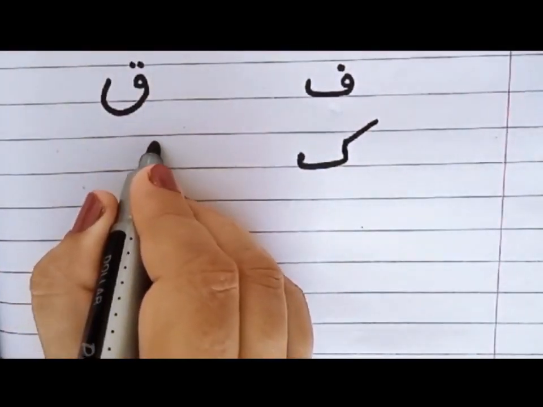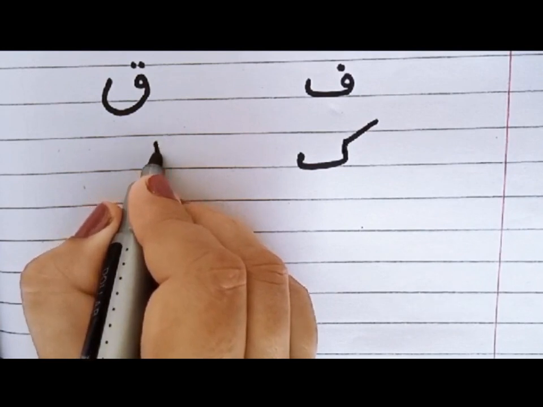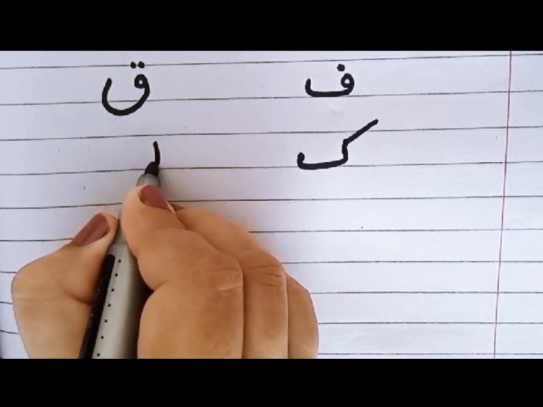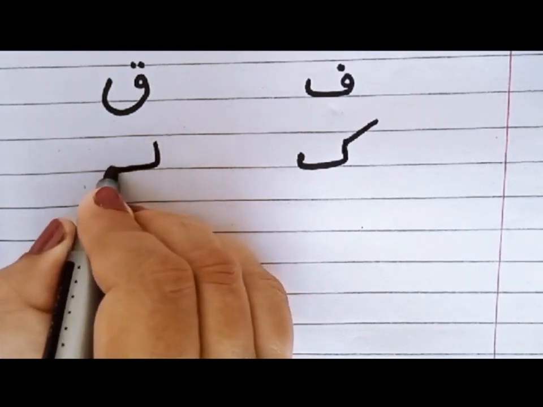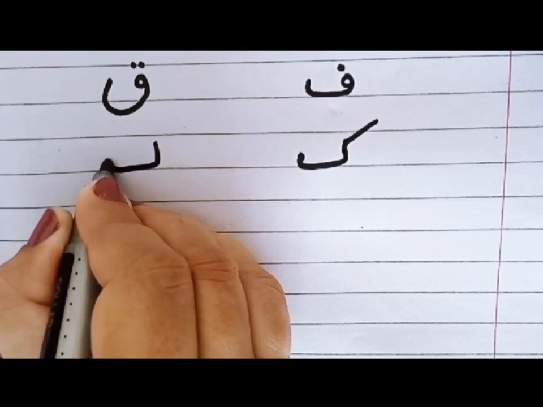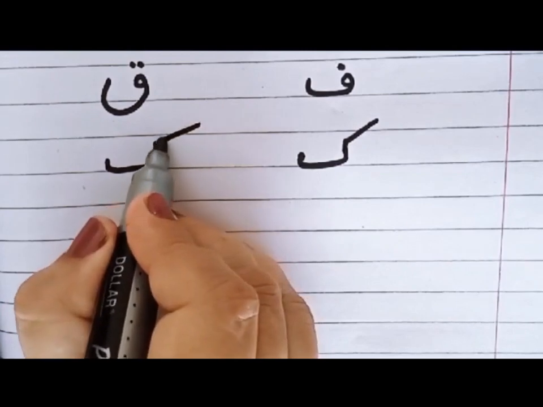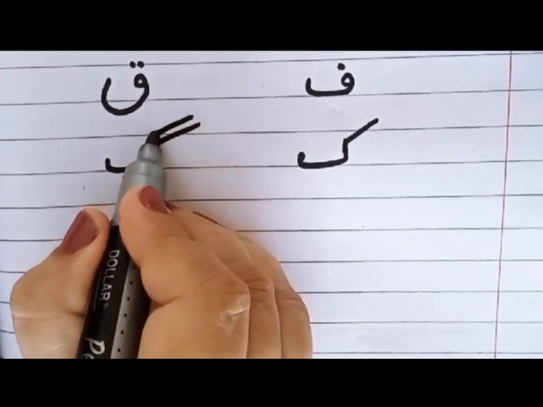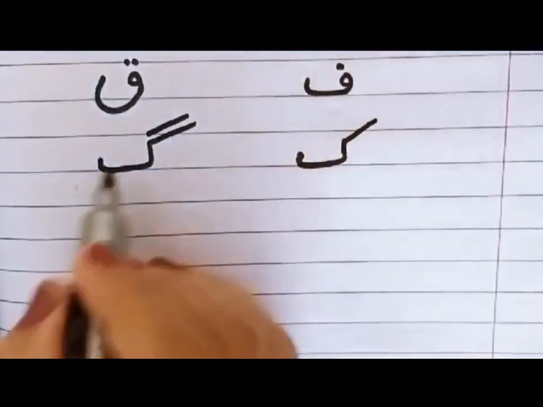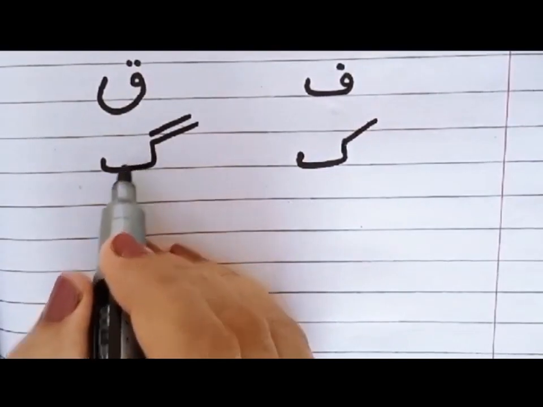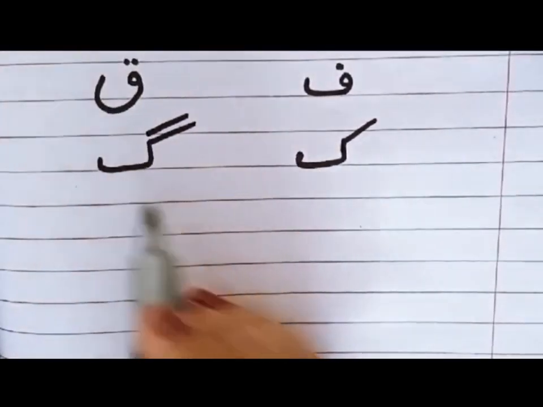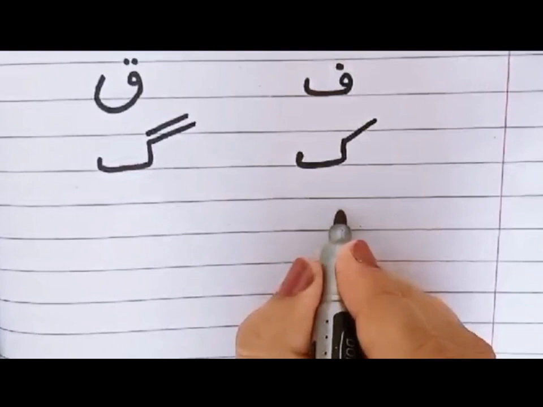The next one is gaf. In the same way you will write from upward to downward, then to the left side, and then turn it to upward again. And then you will put two kash over here. Kaf has one kash and gaf has two kash. This is kaf, gaf.